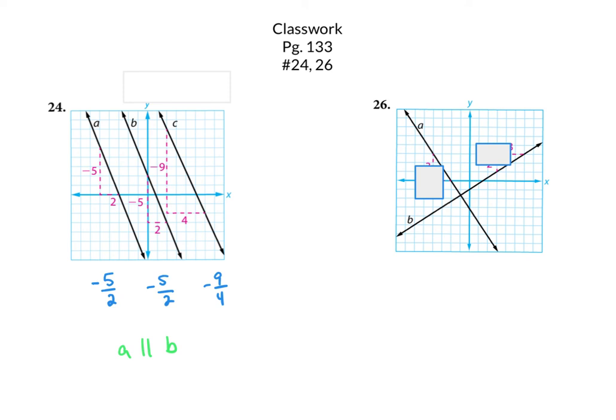Let's look at the other one. So for line A here, it went down 3 and over 2. For line B, it went down 2 and over 3. What do we say about line A and B? They're perpendicular, negative reciprocals of each other.